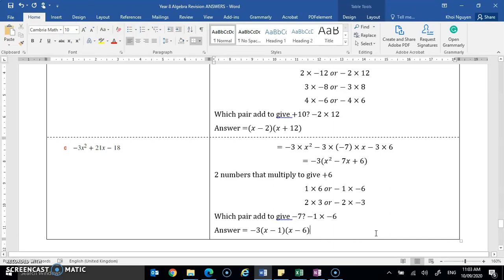So these are our answers for question 4 of the challenge questions in our revision booklet.